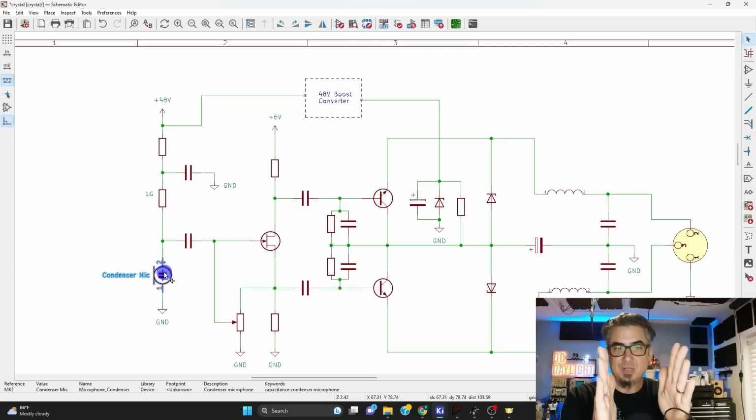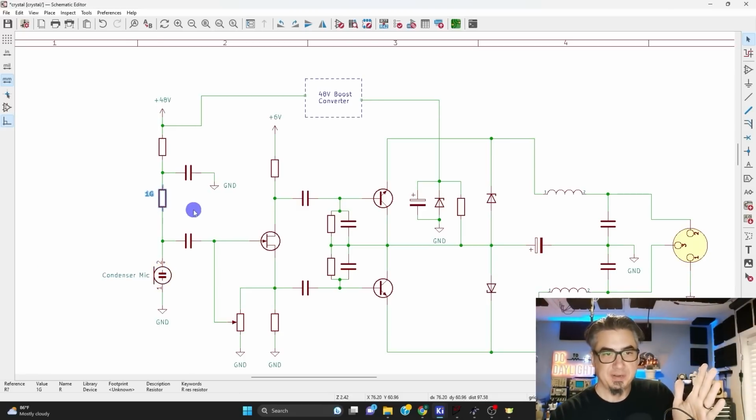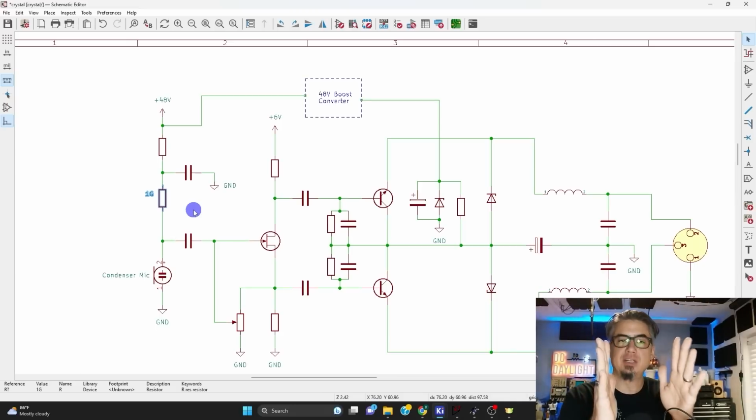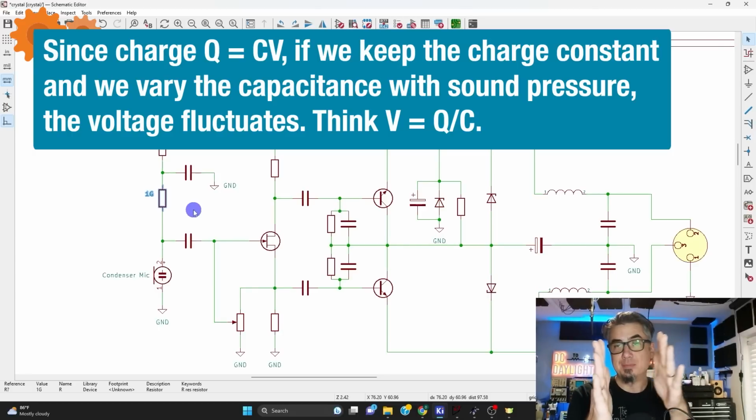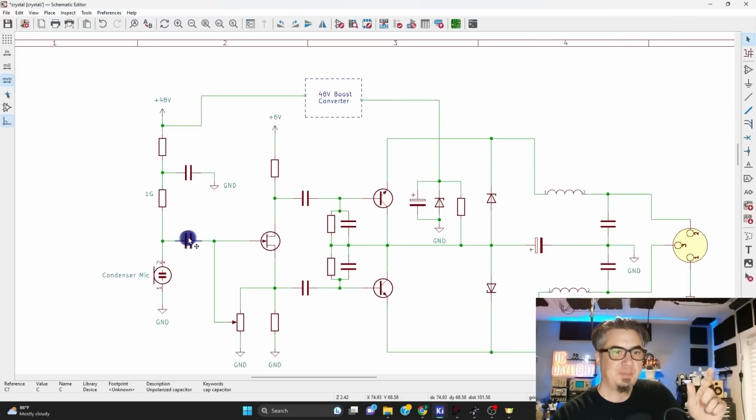Now, when it has that charge on its plates, we have this 1 gigaohm resistor here, and that helps maintain that charge. So when we speak, it moves the diaphragm on one side and changes the capacitance, which changes the voltage. Now we use a capacitor to block that high voltage DC and just let the AC signal pass through to this JFET. JFET is a nice low noise solution, not so common nowadays, but it works well in microphone applications.